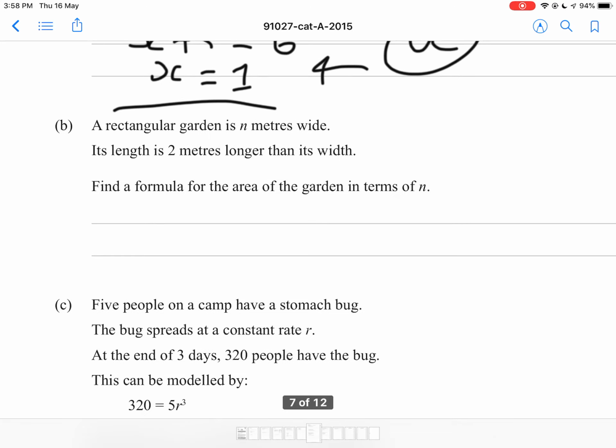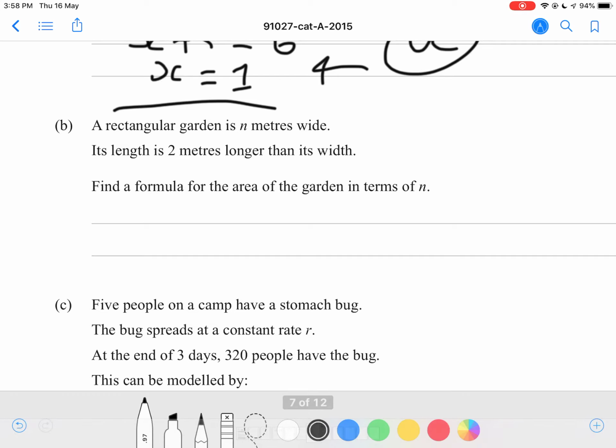Alright, moving on. A rectangular garden is n meters wide. Its length is 2 meters longer than its width. Find the formula for the area of the garden in terms of n. Okay, so let's just say it's n meters wide, and then the length is 2 meters longer than its width. So the length is n plus 2. So n and n plus 2.